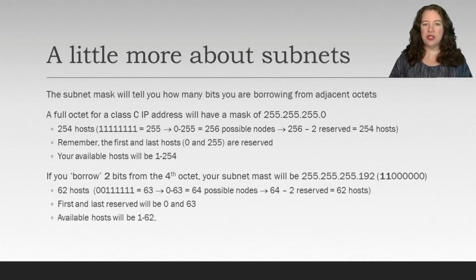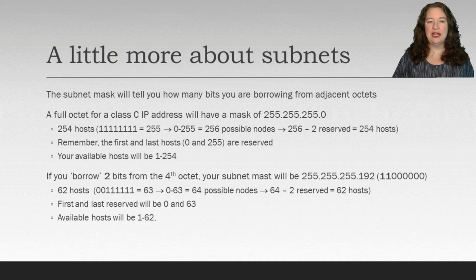So recognizing your subnet mask, if it is not 255.255.0.0, something like that, if it is a different number, then you know you're going to be borrowing some bits. So a full octet for a Class C IP address is going to have a mask of 255.255.255.0, which means we're not borrowing any from the adjacent octets. That will give us 254 hosts.